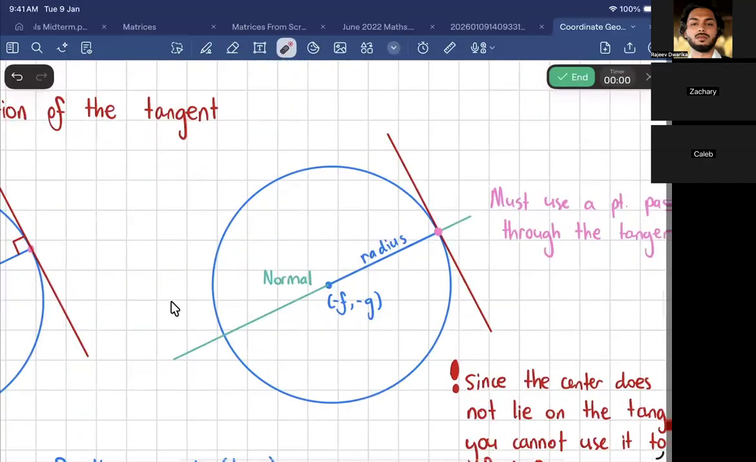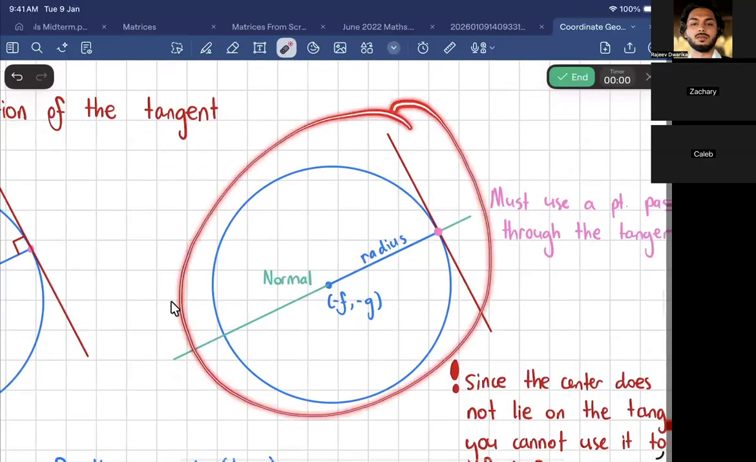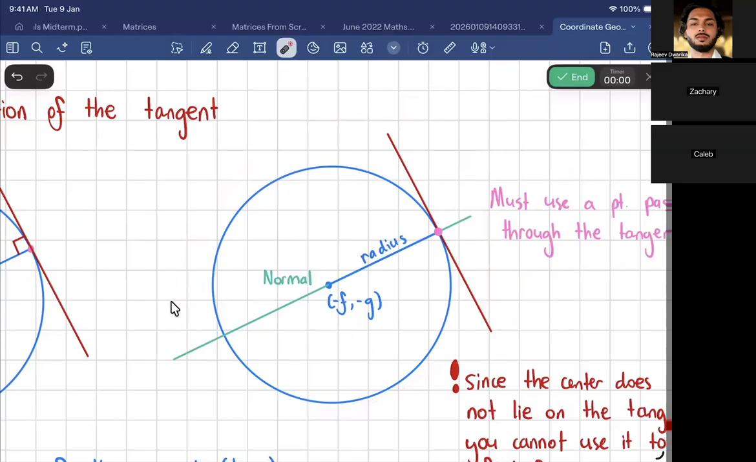Question. When you look at this diagram, how many points do we have on the tangent? 1 or 2? 1. Is 1 enough to find the gradient? No, it's not. The gradient is y2 minus y1, so you need 2 points to get y2 and y1. So we cannot directly find the gradient of the tangent.